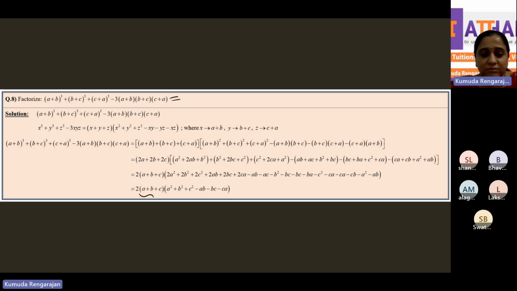Now, what is this further actually? A cube plus B cube plus C cube minus 3ABC. You should not write that because the heading is factorize. So keep it as factors. Don't multiply. Keep it as 2 into A plus B plus C into A square plus B square plus C square minus AB minus BC minus CA. Don't do anything else. Keep it as it is, because you want factors. So this is a factor, this is a factor, this is a factor.